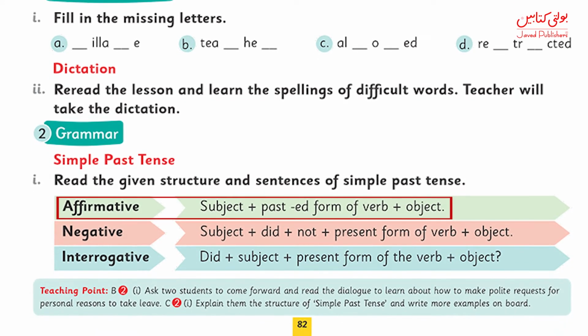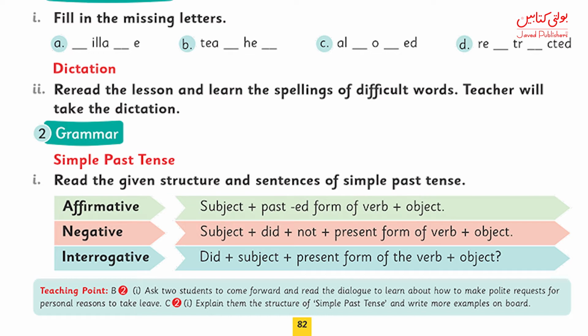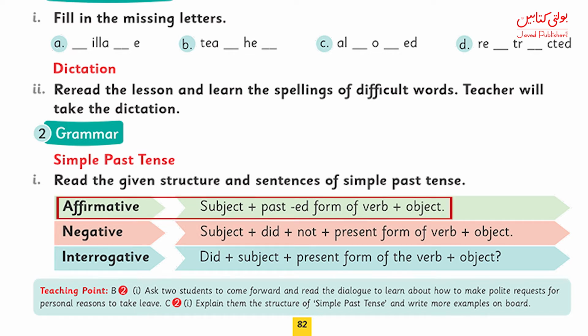The first way is to make an affirmative sentence. The easy English for affirmative sentence is a positive sentence. So when you're going to make a positive sentence of a simple past tense, it is going to be written like this: subject plus verb ed plus object. For example, he locked the room. Here he is the subject, locked is the past form of verb, and room is the object.